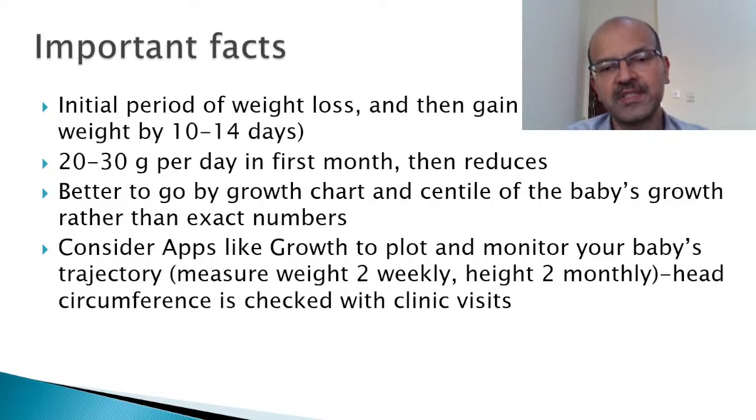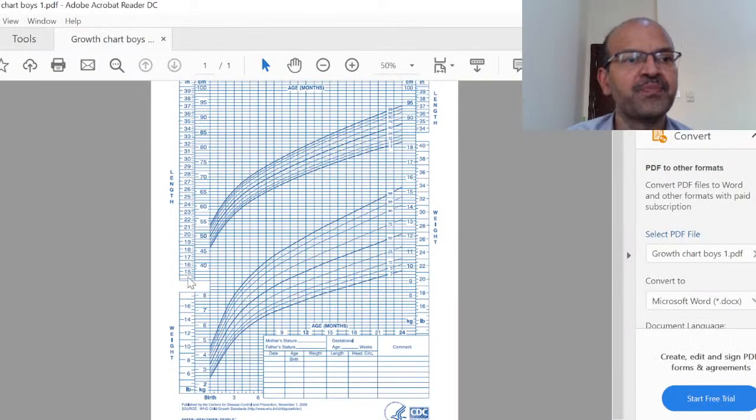In the beginning, we can measure the weight 2 weekly. The height measurement 2 monthly is adequate. Head circumference during the clinic visits is enough, so it is very rare that the parents need to measure the head circumference at home unless there is a concern with the head circumference growth.